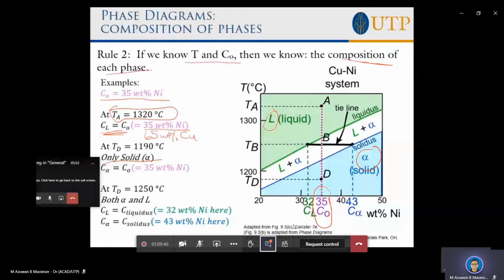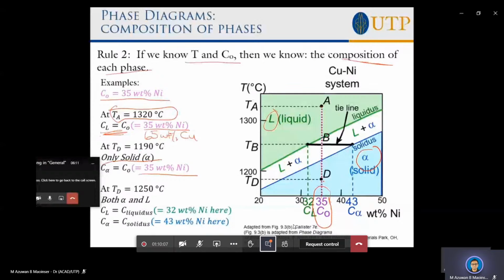Again, you got nothing else to share with. You are still 35% nickel. Okay, and what happened at 1190? 1190 rasanya ada macam silap je ni. At TD only solid, so ini kat bawah lah 1190 here.